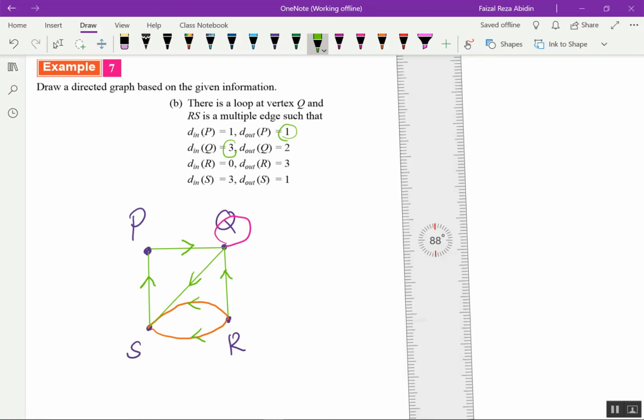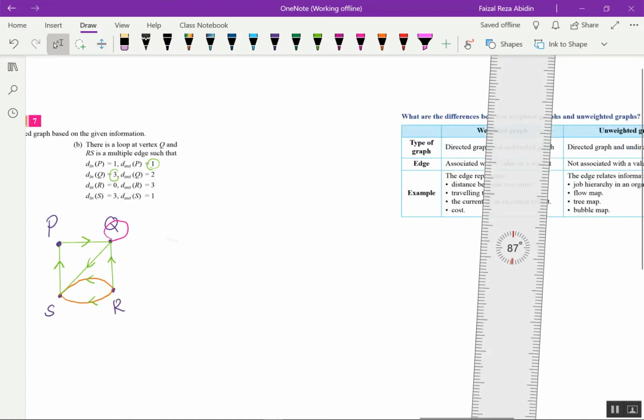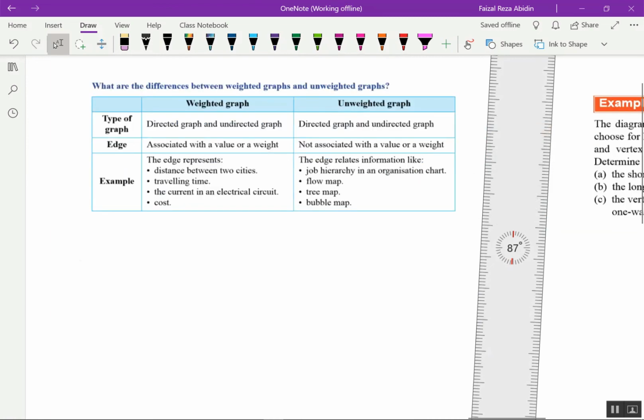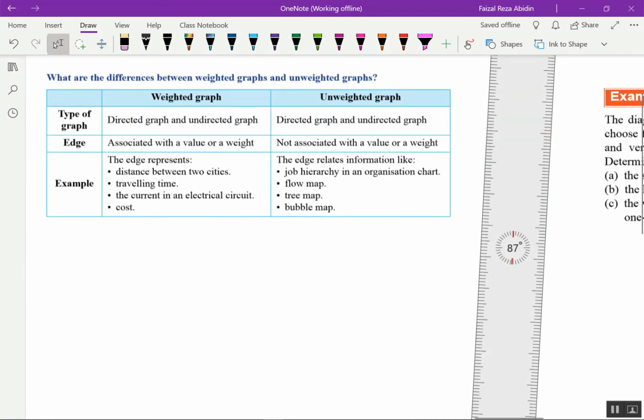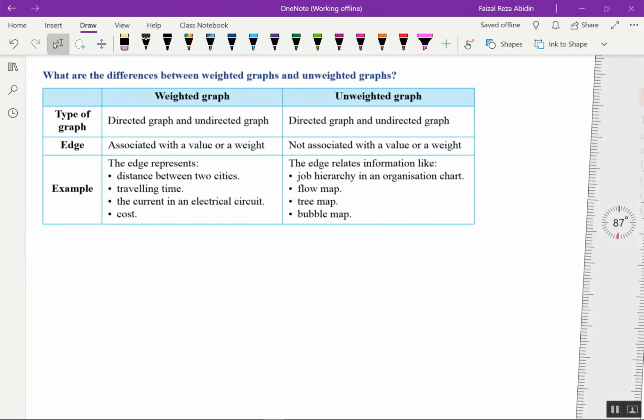You're going to look at the degree in and degree out from our vertices given there. Okay, next. We are going to look at the next. Okay. What are the differences between weighted graph and unweighted graph? Okay, what is weighted graph? Okay, directed graph and undirected graph. Okay, same. This type of the graph is the same for weighted and unweighted. Okay, we can give a directed or undirected graph, but the difference here is our edge.